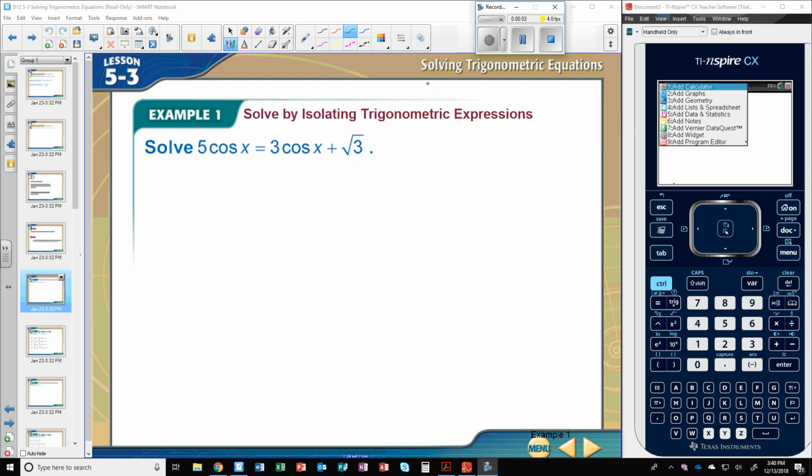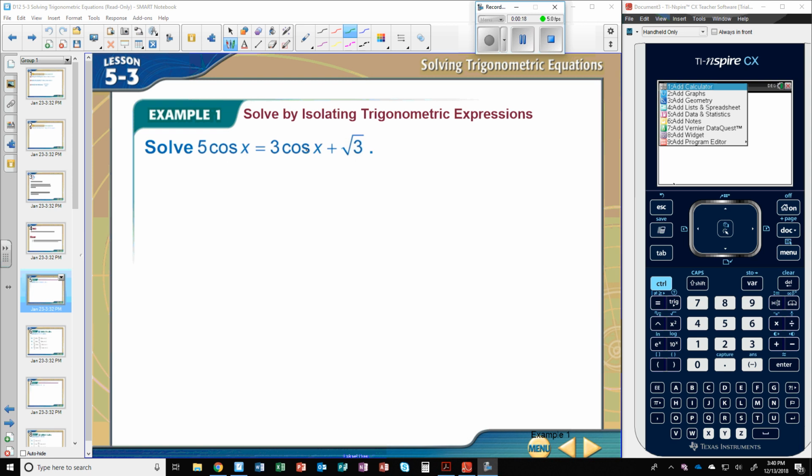Lesson 5.3, solving trigonometric equations. So we've been looking at expressions. Now let's pick it up a notch and go to solving. If I want to solve, we know from way back in Algebra 1 that you always try to isolate the variable. So here it's x. I want to get x by itself.